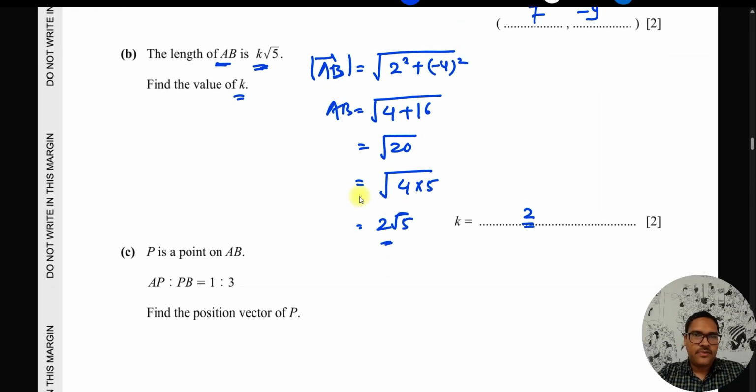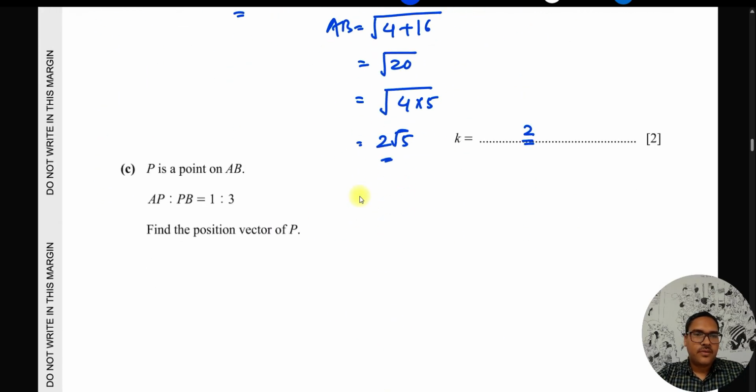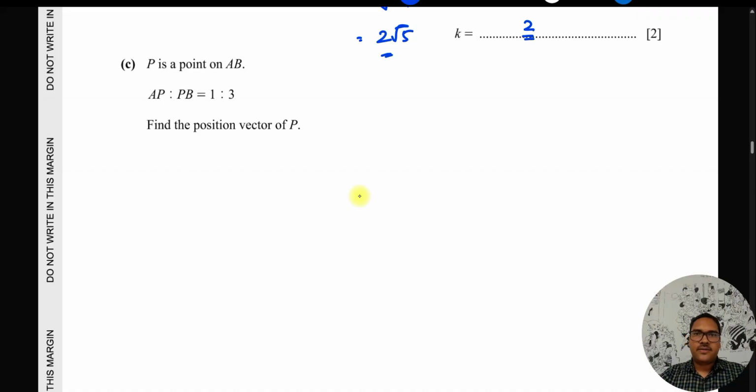Okay. Now, the next question is, P is a point on AB vector. So let's say this is AB. This is A, this is B. P is a point on AB such that AP is to PB is 1 is to 3. Find the position vector of point P. You have to write the position vector of point P.